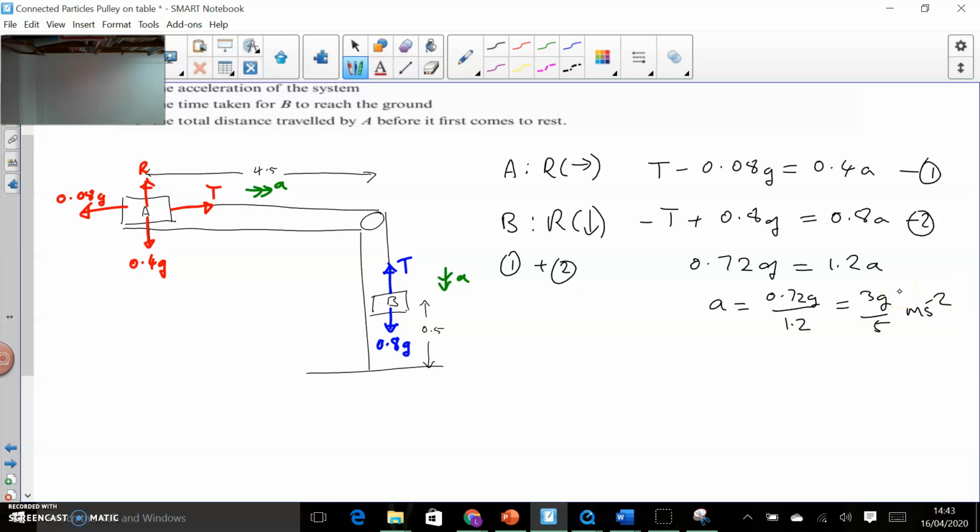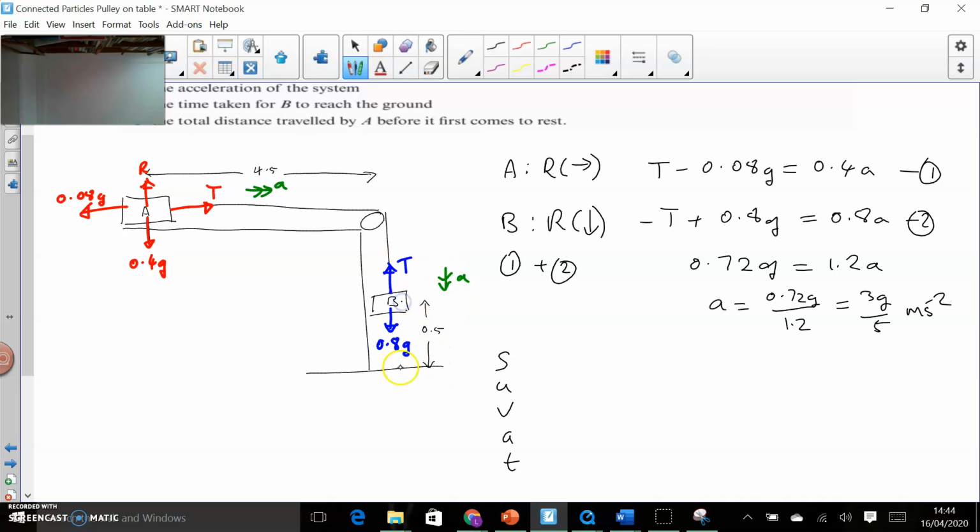Now, we found the acceleration of the system, and we know the acceleration is a constant, so now we can look at the motion of A and B. The next task is to find the time taken for B to reach the ground. So this is just motion under constant acceleration. We can use the suvat equations. If I write down suvat, we can see what values we have.